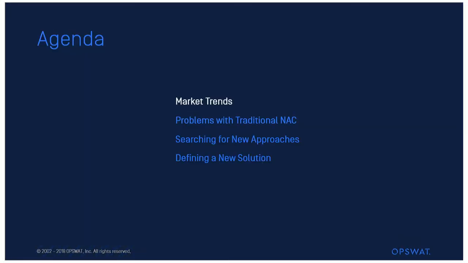So we'll start with market trends that I alluded to. Then we'll talk about the traditional network access control and some problems with it. We're going to describe some of the new approaches to this issue that are available in the market today, and we'll move on to defining and describing a new solution.